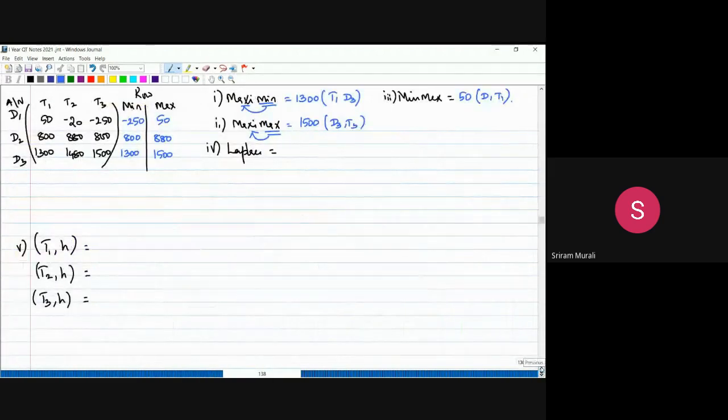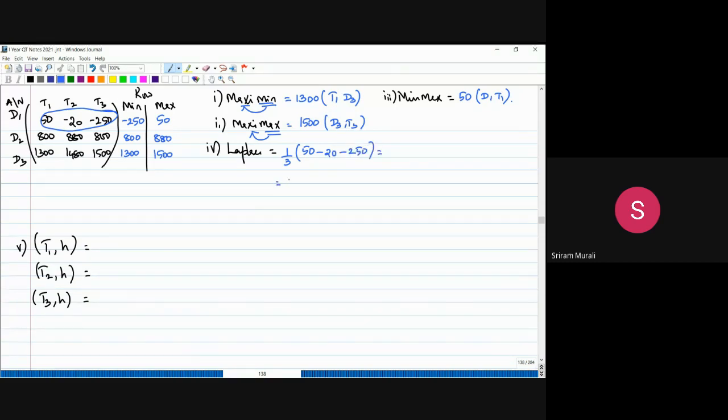How do we compute Laplace? How many alternatives are here? 3 alternatives, 3 demands are there. Nature is T1, T2, T3. So we want to decide based on the 3 alternatives. That is why it is 1 by 3. 1 by 3 of the sum of D1, D2, D3. This is 50, minus 20, minus 250.